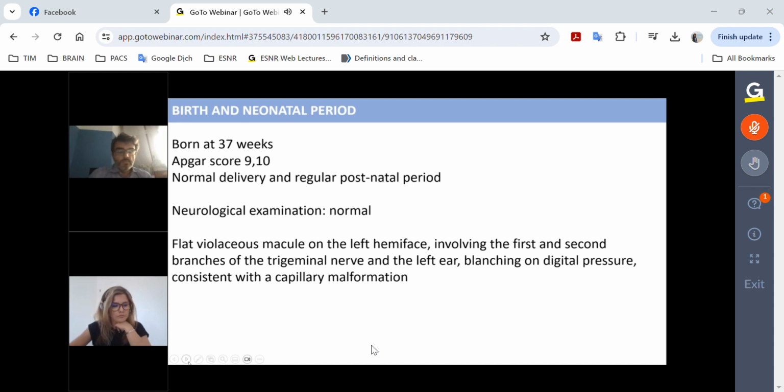So the baby was then born at 36 weeks of gestation with a normal Apgar, normal delivery, and a normal neurological examination. But something more interesting comes out when they see the baby, because he has a flat purple stain on his face, on the left hemiface, which is consistent with a capillary malformation. So something that complicates the situation.